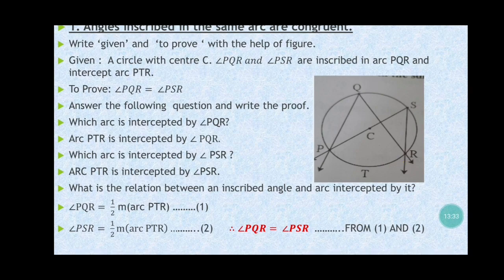Now observe equation number 1 and equation number 2. Both are by the inscribed angle theorem only. Okay. Now in both the equations what we see is the right hand side is equal. As the right hand side is equal, the left hand side will ultimately be equal. So from this we come to the conclusion that angle PQR is equal to angle PSR. That is, angles inscribed in the same arc are congruent.